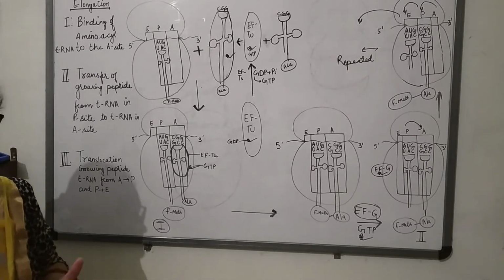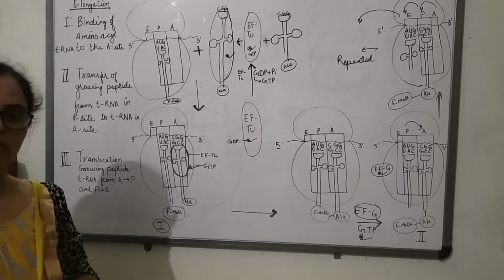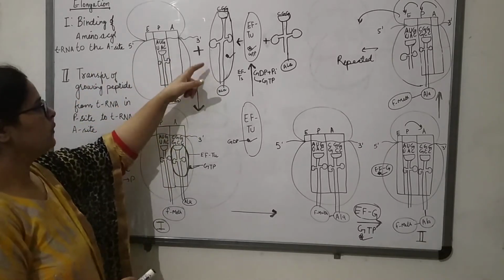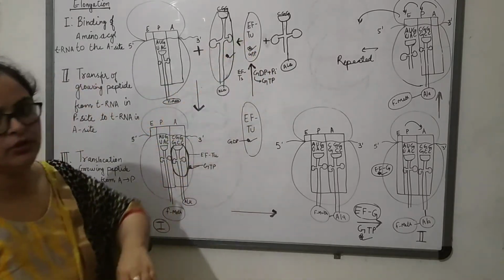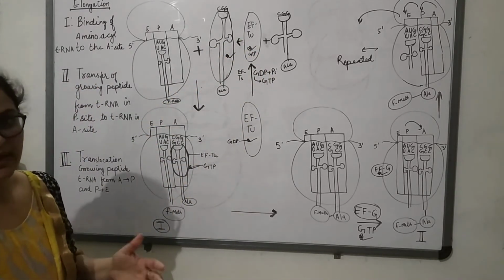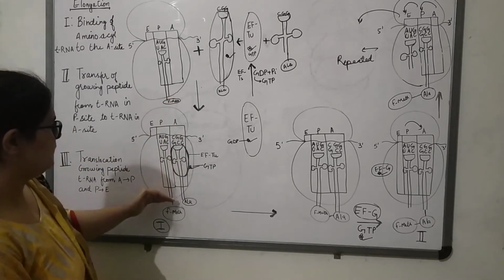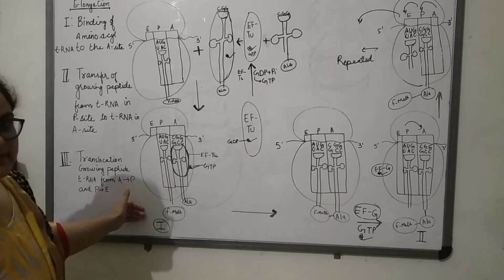So the next step is the elongation. In elongation, the first step is the addition of amino acid tRNA to the A site. And how will it come? It will come with the help of some elongation factor like EF-Tu and GTP, which acts as an energy source. Okay, so it will come like this only. The structure is similar to this one. So this is known as step 1.